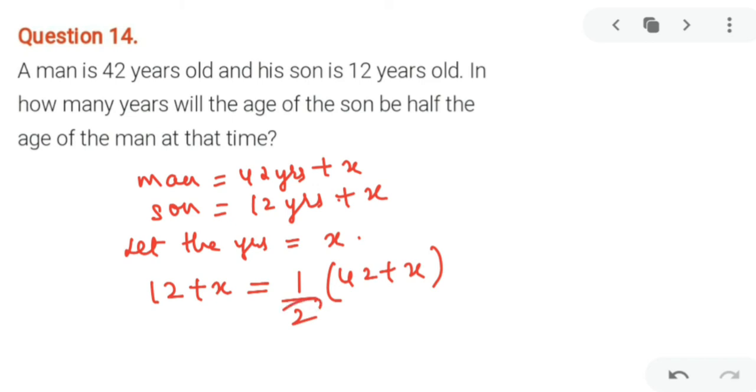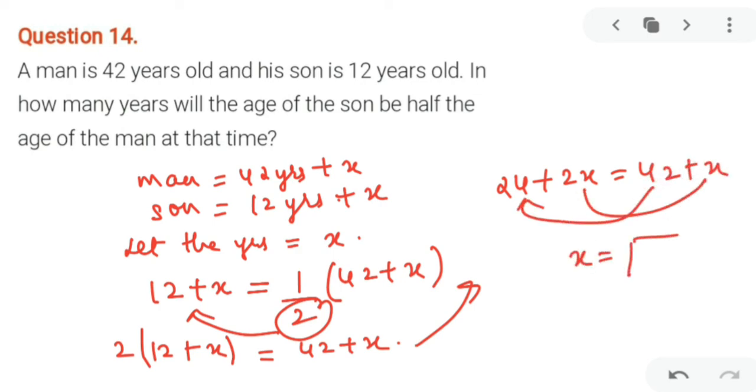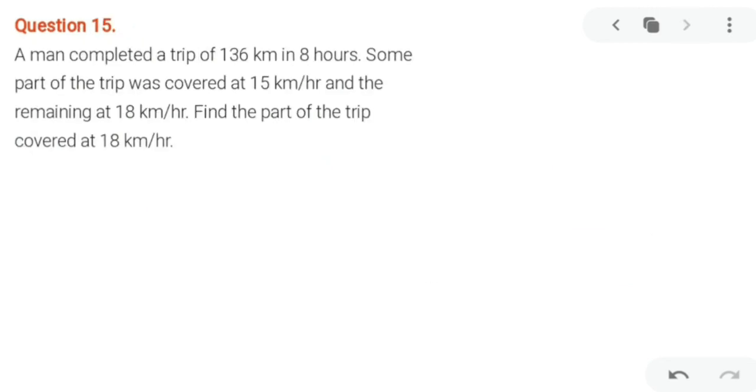Now what you can do is, if you want, you can carry this 2 here into multiplication. So multiply 2 with the whole of 12 plus x and here let 42 plus x remain. When you multiply, you will get 24 plus 2x is equal to 42 plus x. Now bring the x together, bring the numbers together and find the value of x. So that many years later, x will be the number of years. After these years, son's age will be exactly half of father's age. Clear, my dear kids? Let's jump on to 15th.